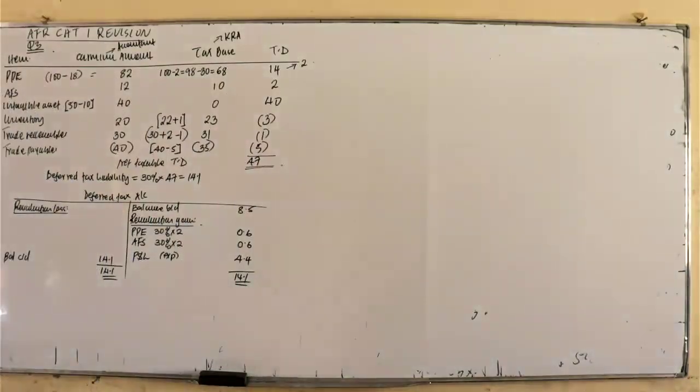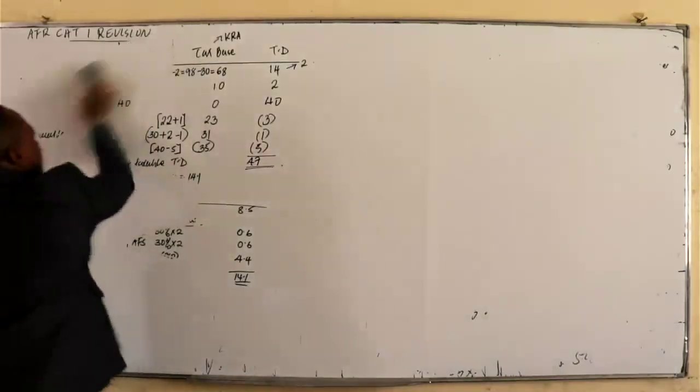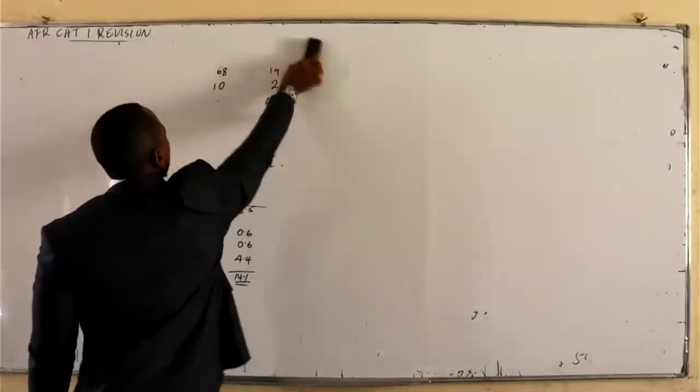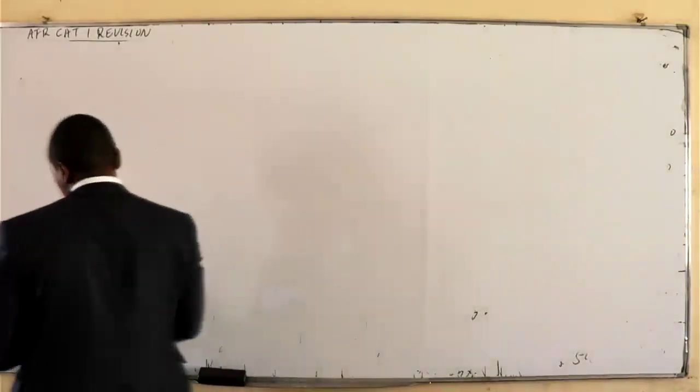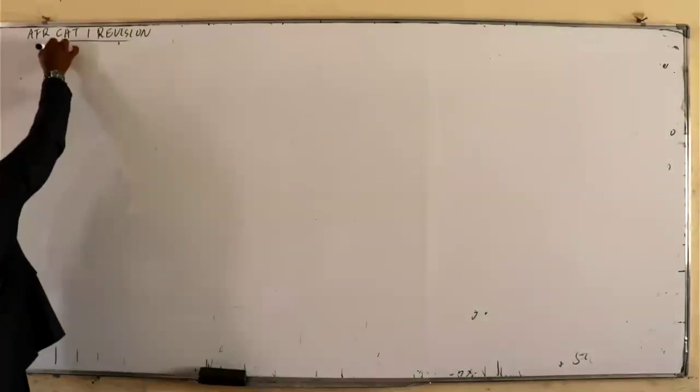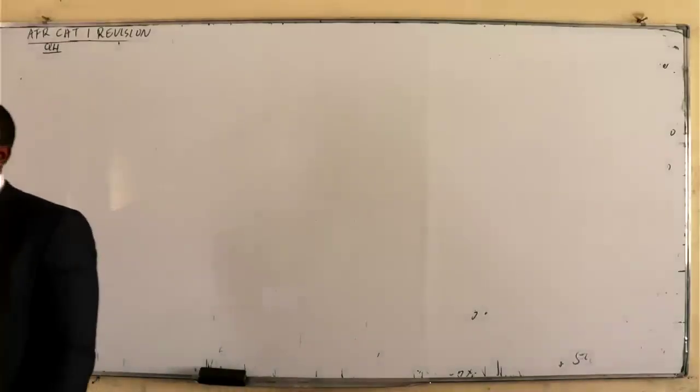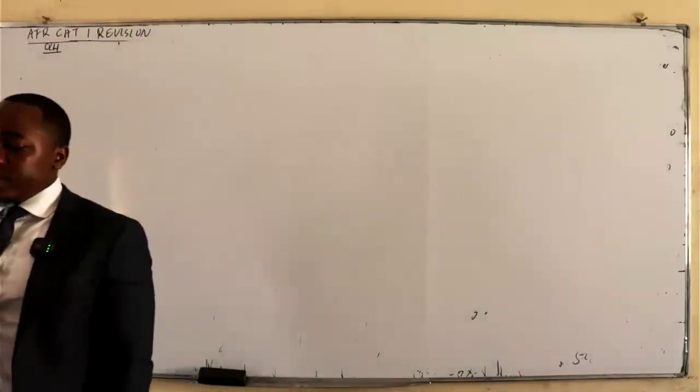Question number 4. And question number 4 was IFRS 16. A company entered into a 4-year lease commencing on 1st of January 2018 and intends to use the asset for 4 years. The terms are 4 payments of 50,000 shillings commencing on 1st of January 2018.